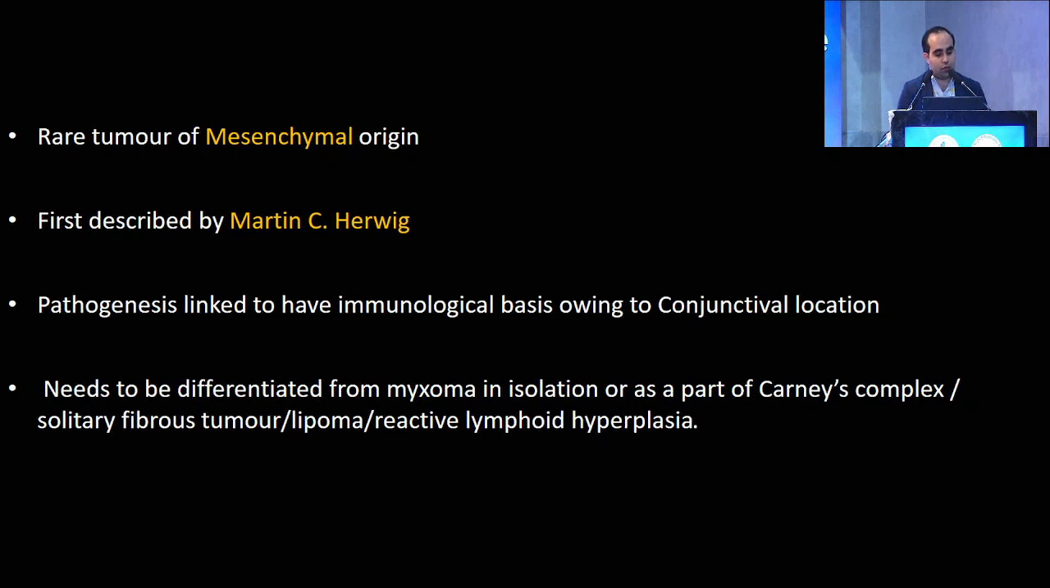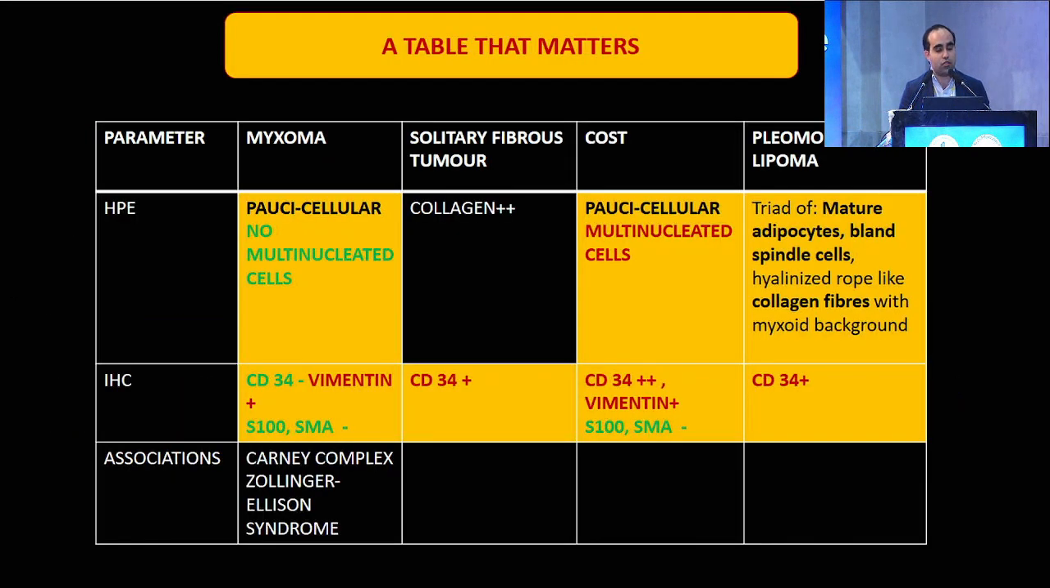It is a rare tumor of mesenchymal origin, first described by Martin Herwig in Germany, and hence the name. The pathogenesis is linked to an immunological basis owing to a conjunctival location, and it needs to be differentiated from myxoma, a part of the Carney's complex, as a more deleterious atrial myxoma can underlie an eye lesion. So how do we do that? This table helps us differentiate a myxoma from conjunctival stromal tumor, a pleomorphic lipoma, and also a sarcomatous transformation of the same.